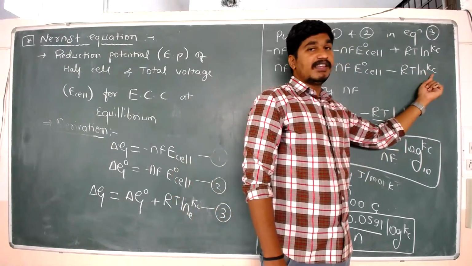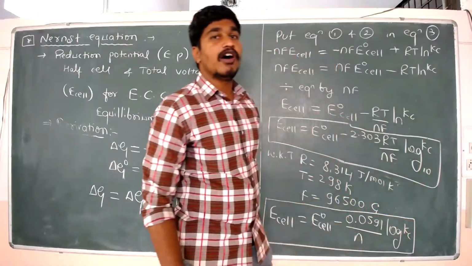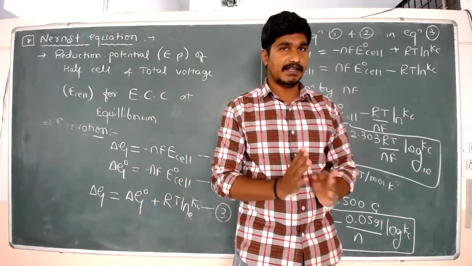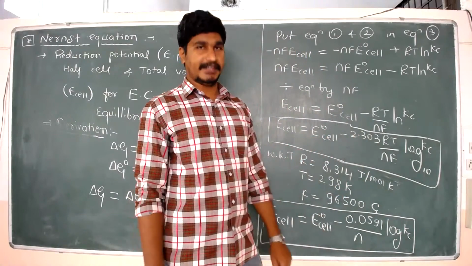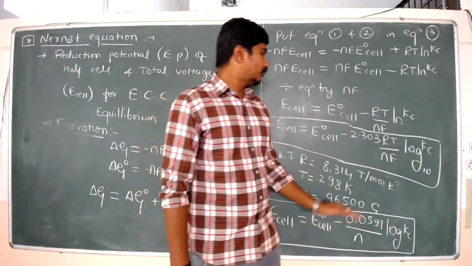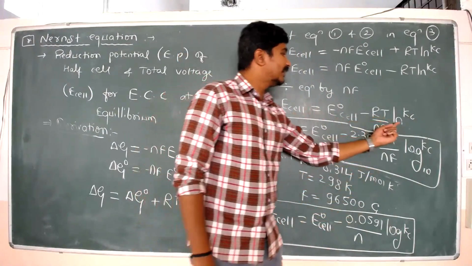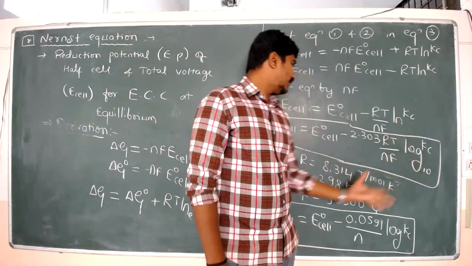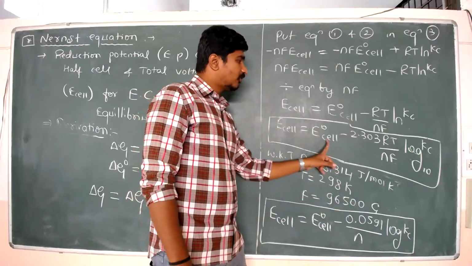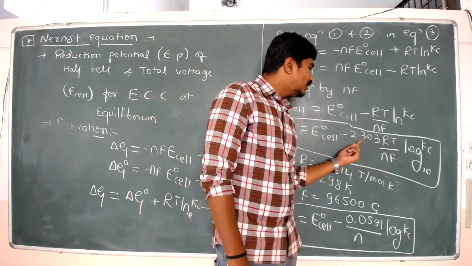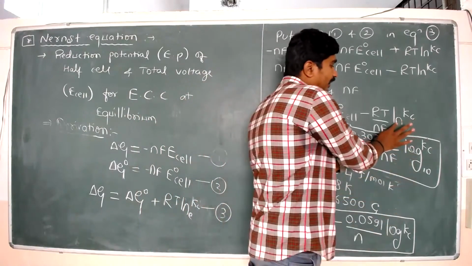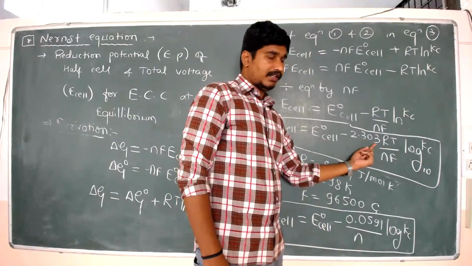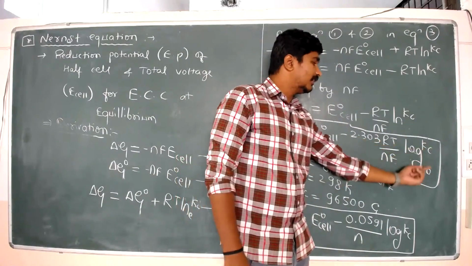Here ln Kc means base e. If you want to convert ln, the natural logarithm, to log base 10, you have to multiply by 2.303. After multiplying by 2.303, this ln becomes log 10. Now the equation is E cell is equal to E naught of cell minus 2.303. Why 2.303? Because I have converted ln, base e, to base 10. Therefore, this one is 2.303 into RT by nF log10 Kc.